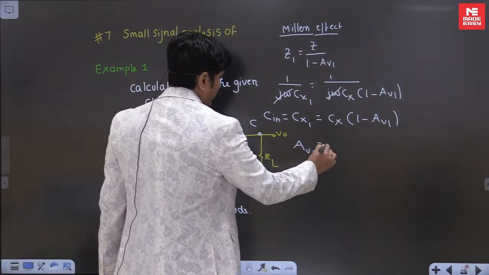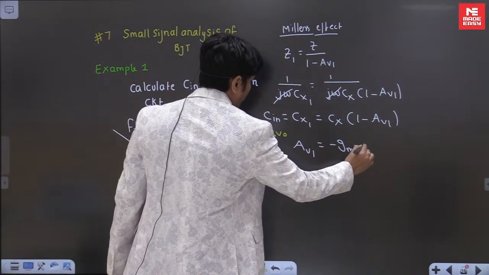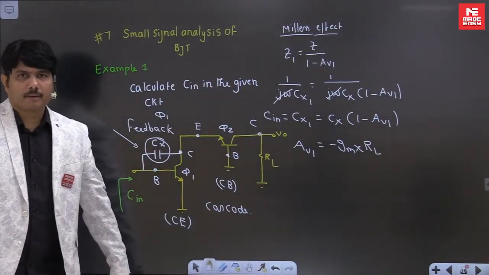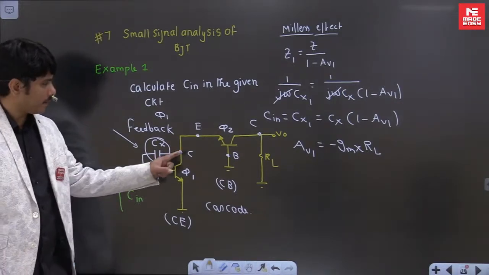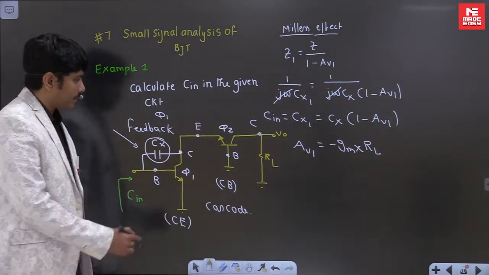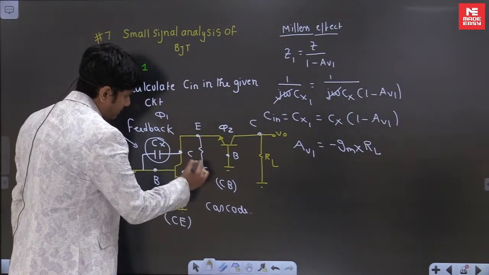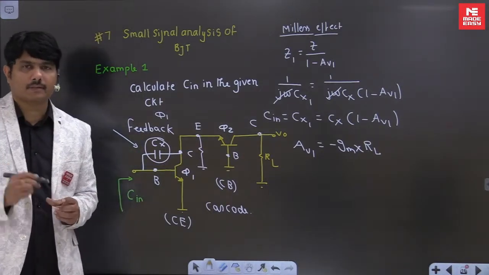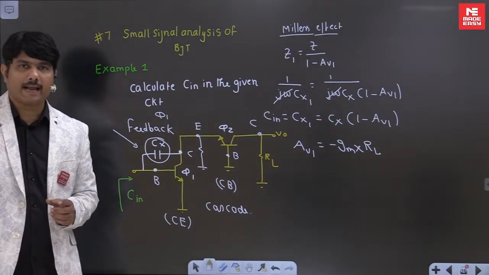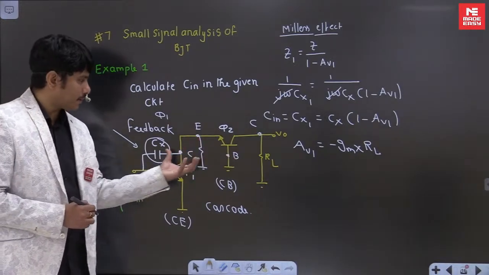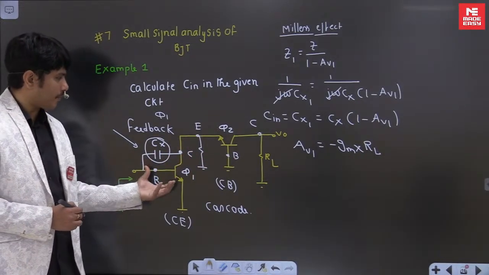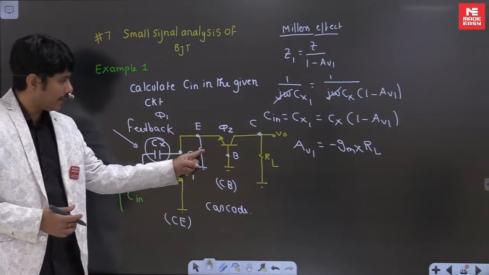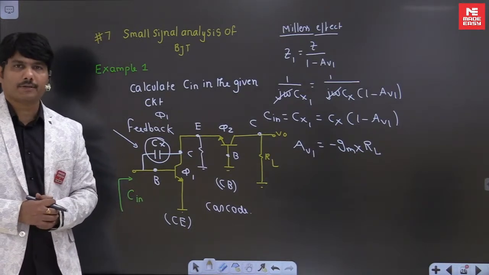Av1, the formula is minus gm times the load. The formula is very simple. Common emitter gain is minus gm into load. But here the load for my transistor is not connected with a passive resistor. It's connected with a transistor. We call this an active load. When a transistor is connected to a transistor, the common base input impedance here will become the load for your common emitter transistor.